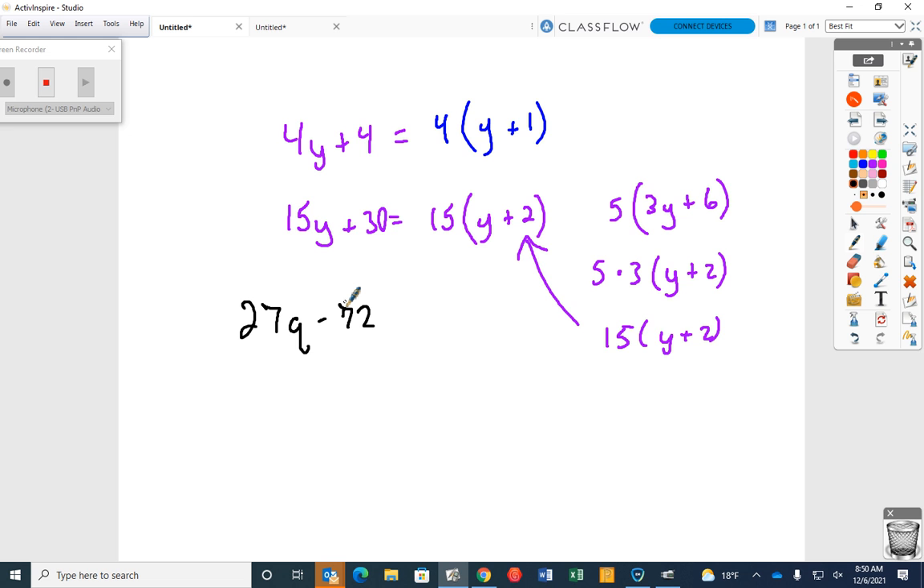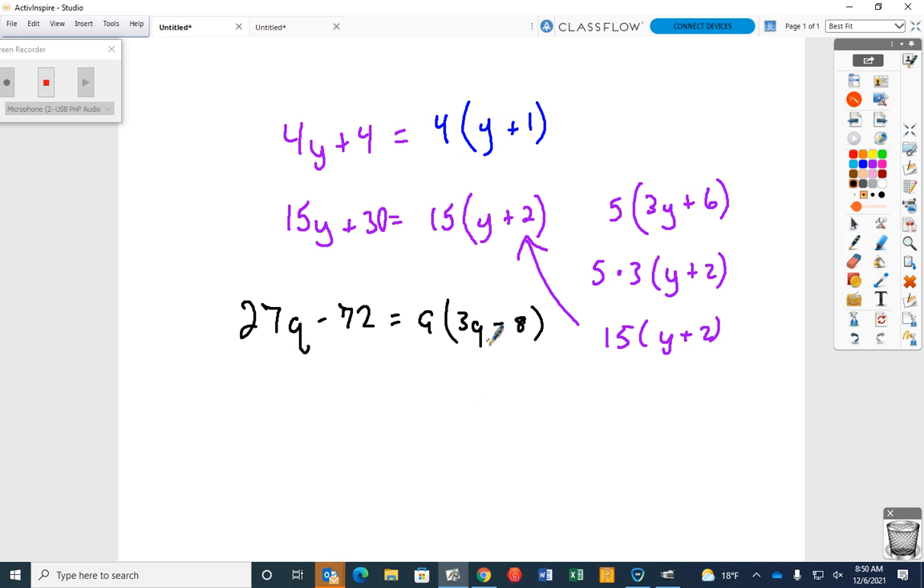I have to think of a factor, the biggest number that goes into both. I know it. What is it? It's 9. Okay, let's try 9. So if I do 9, 9 times what gives me 27q? 3q. And 9 times what gives me not positive 72, but negative 72? Negative 8. Now, when I look at this, I can't simplify this any further because 3 and 8, the only factor they have in common is what?